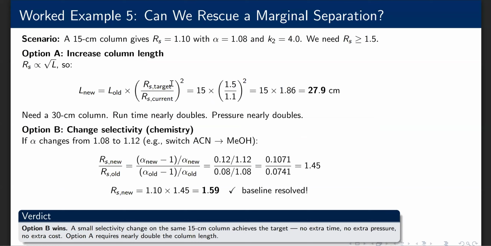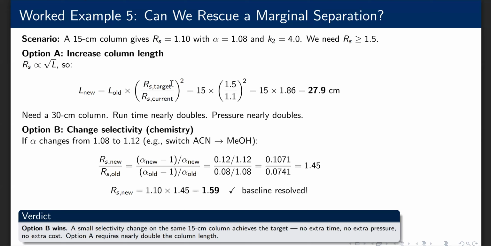The fifth worked example is, again, another chance to pause and go through a real-world scenario on your own before we go through it together. So as I said, this is a real-world method development scenario. You have RS of 1.10, which is below the 1.5 target. You have two options. Option A is brute force, increase the column length.